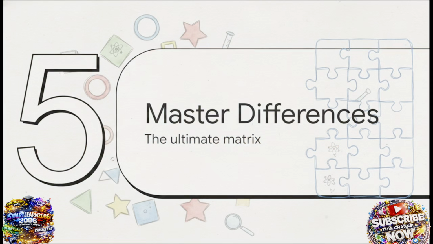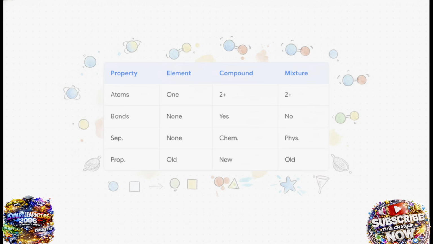Let's move on and see how this all builds together in section 5, mastering the differences. I like to call this the ultimate matter matrix. Listen, if you're taking a chemistry class right now, you might want to mentally bookmark this, because this matrix is your ultimate cheat sheet to confidently solve pretty much any textbook or exam question. Just look at how it lays everything out side by side.